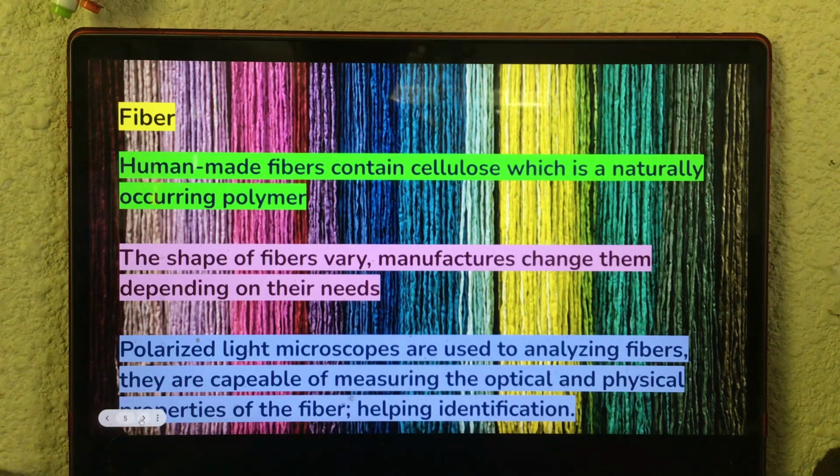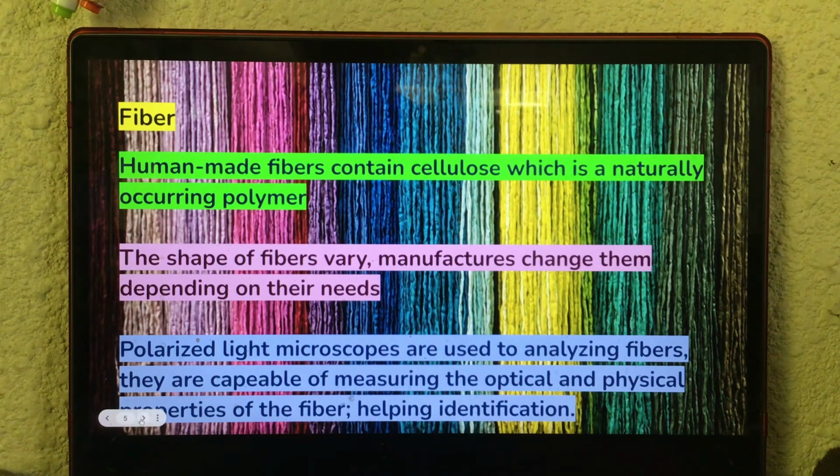There are natural fibers and human-made fibers. They are identified by two separate classes. Natural fibers are created by interactions with the atmosphere. Human-made fibers often use cellulose, which is a naturally occurring polymer. Manufacturers have the ability to change the shape of the fibers as they need, so this can be helpful to recognize one from the others with the same chemical compounds.